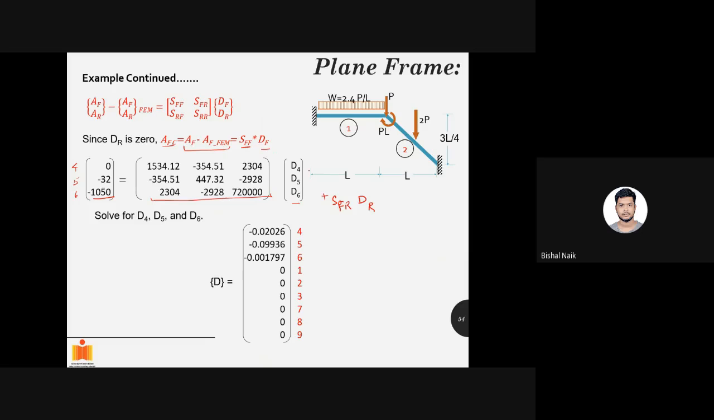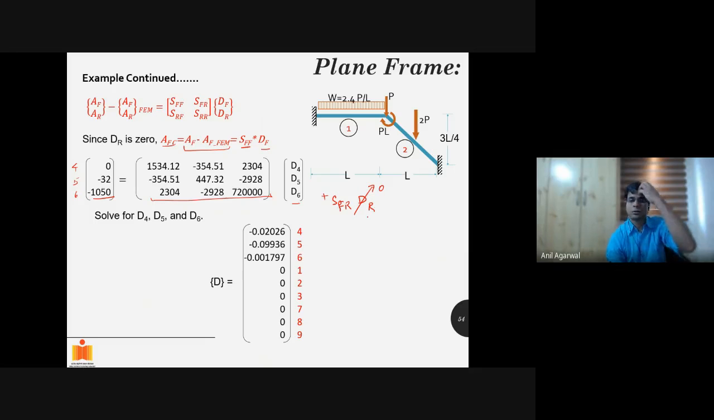Because DR is 0. Ideally, this term should be there, but there is no non-zero DR. All the DRs are 0. All the fixed degrees of freedom have 0 movement, so that part is 0. So I got this equation to solve.